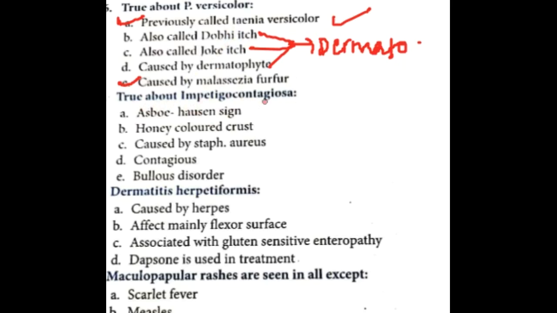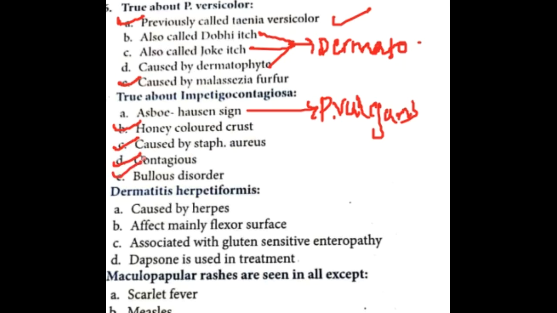True about impetigo contagiosum is. Impetigo contagiosum shows honey colored crust. Osbehausen sign is an indirect Nikolsky sign which is seen in pemphigus vulgaris. It is caused by Staphylococcus aureus, is contagious and is also a bullous disorder. Then next question.